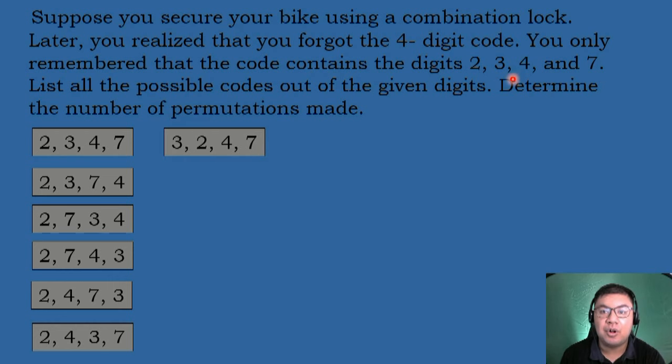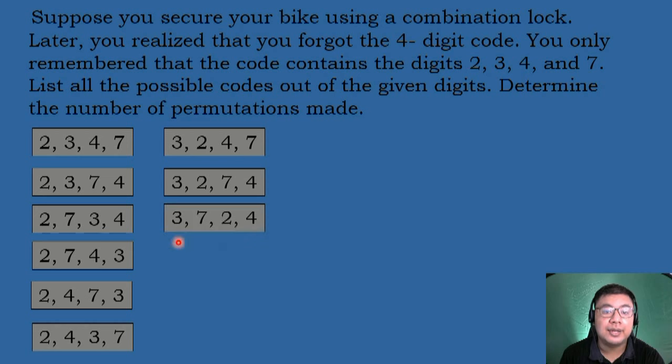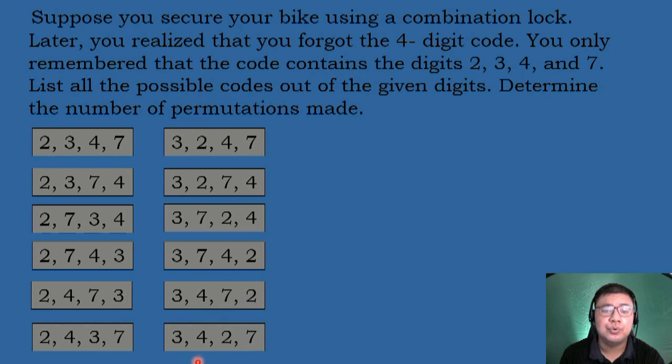I will be listing all the possible codes that start with number 3. So that number is 3, 2, 4, 7, followed by 3, 2, 7, 4. Again, discover your own pattern. And then it can be 3, 7, 2, 4, 3, 7, 4, 2, 3, 4, 7, 2, and then 3, 4, 2, 7.